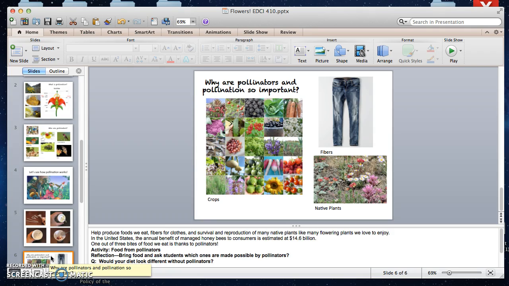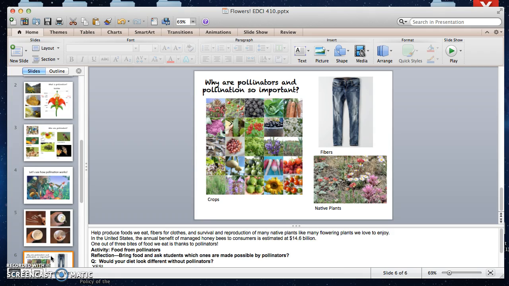I would then like to go over important things that pollinators create, such as clothes and different crops. And I was also thinking I could bring food and ask questions about which ones are made possible by pollinators, and they would realize that their diet would look very different without pollinators.